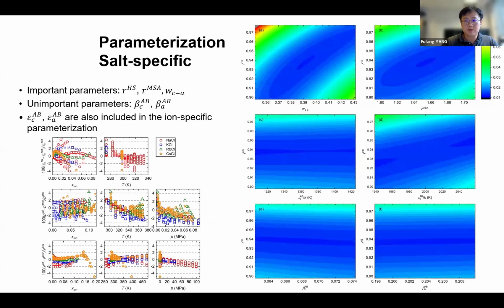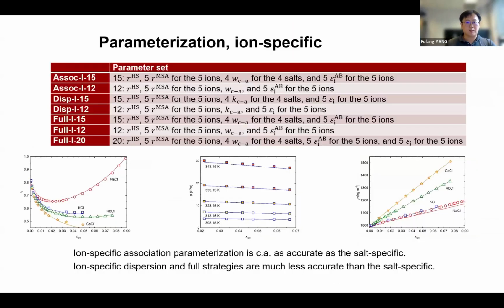And we used the sum of those conclusions to reduce the number of adjustable parameters, and we also analyzed the sensitivity of the objective function on the parameters to see which to further reduce the number of adjustable parameters. And then we developed this ion-specific parameterization approach.